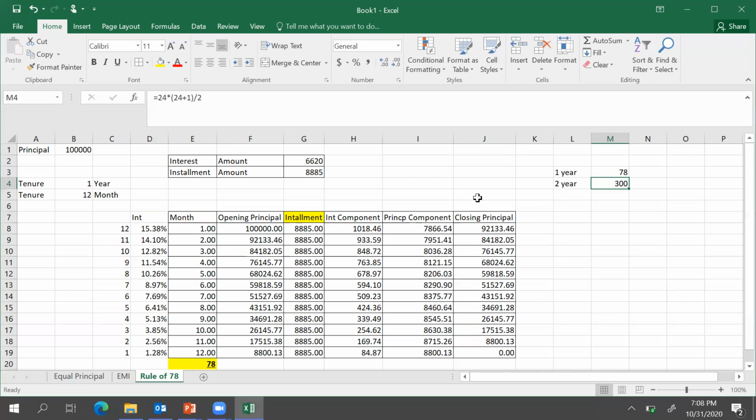Okay, so I hope I have helped you understand these three kinds of loan repayments. Equal principal, where the principal component of the installment remains the same for all installments, though the installment amount will keep on changing. But for EMI and rule of 78, the installment remains constant for every repayment. The interest amount keeps on getting reduced. The principal component keeps on getting increased.